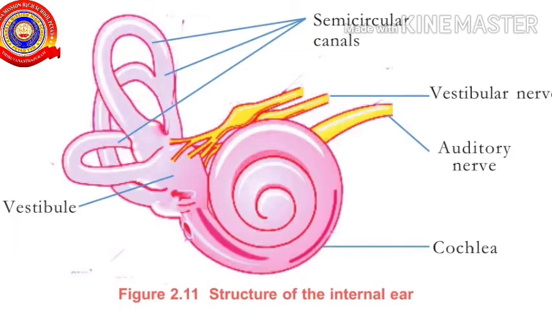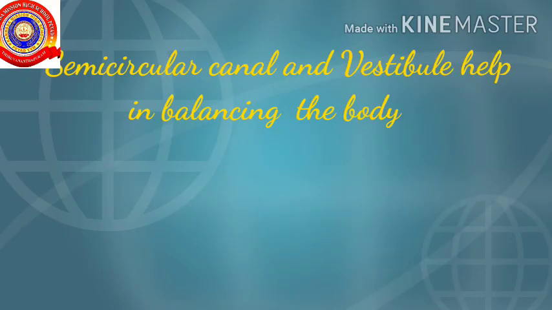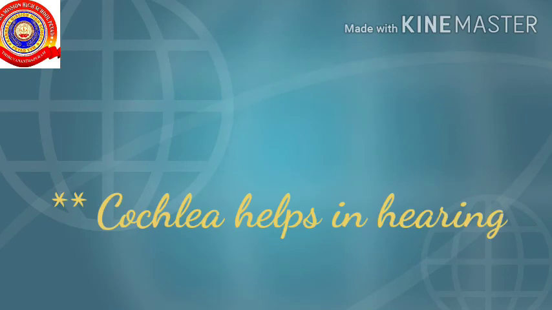Semicircular canal, vestibule and cochlea. Cochlea is the important part of the ear which helps in the hearing process, and it has a snail shape. And these three are the main parts of the internal ear. Here the semicircular canal and vestibule help in the balancing of the body, whereas cochlea helps in hearing.